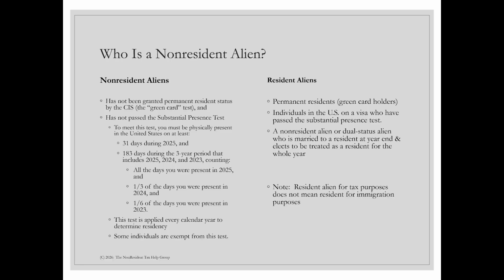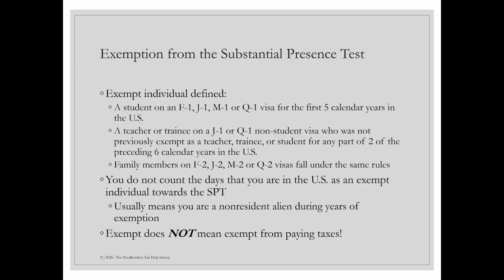The other thing to remember is that a resident for tax purposes is very separate from a resident for immigration purposes. So we're only talking tax purposes here for residents. All right, so let's talk about those people that are exempt from this residency test. Based on some visas, some individuals are not going to count the days that they're here towards that residency test, that substantial presence test. Those individuals are going to be students who are on an F, J, M, or Q visa for the first 5 calendar years they're here in the U.S.